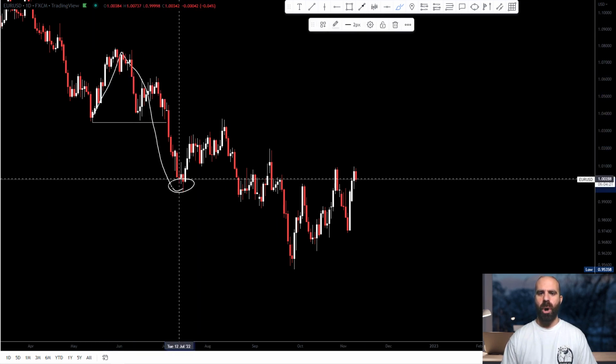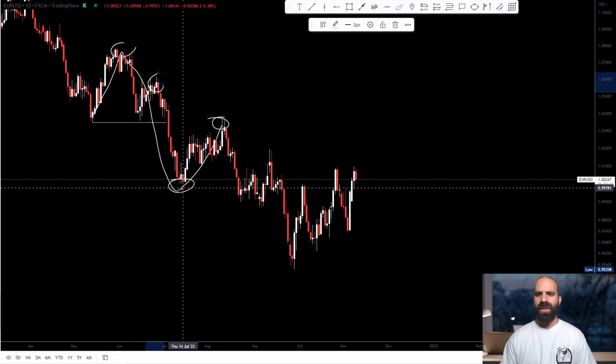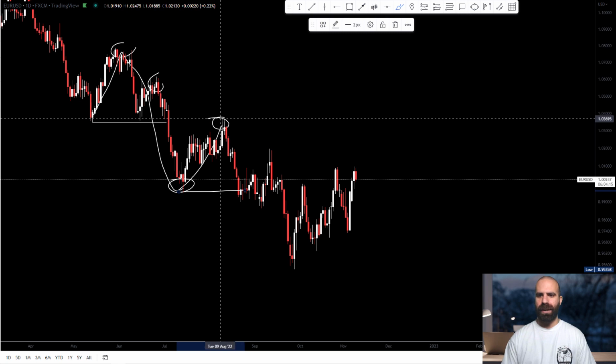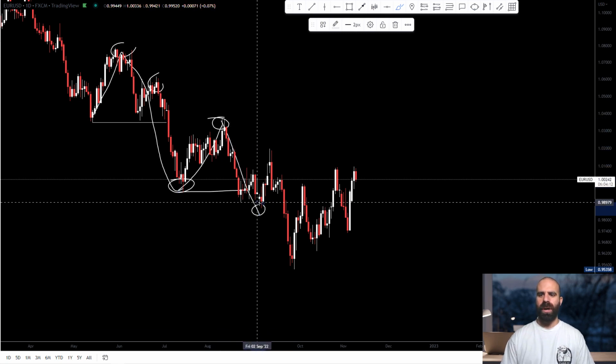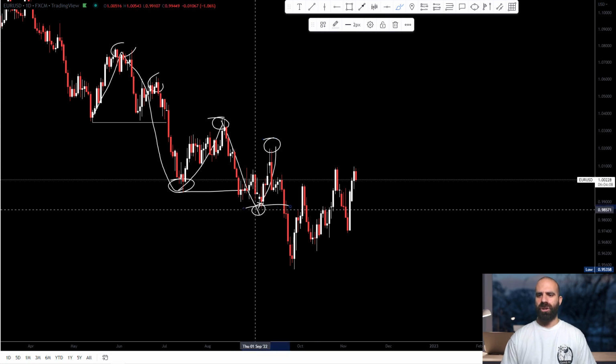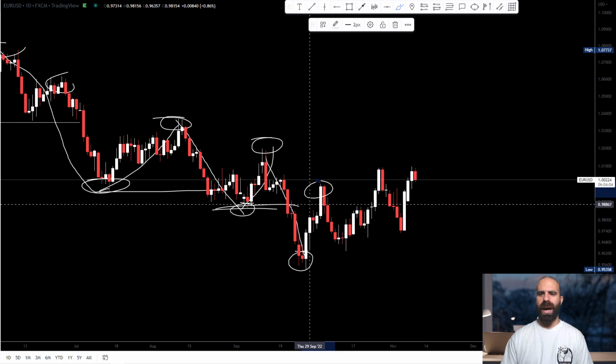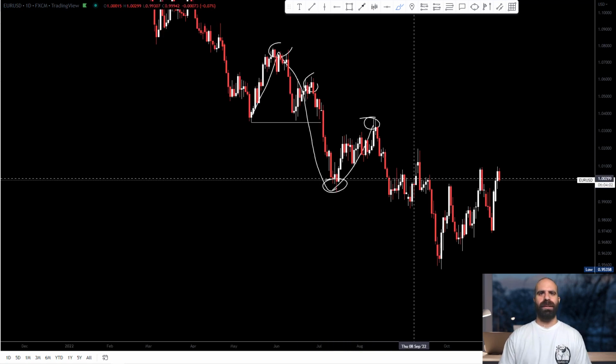This is a lower low, this is a lower high compared to this one and this one, and then we are breaking structure again, and we are making lower lows and lower highs. Then we are breaking structure again, and we are again making a lower low and a lower high. We are on a clear downtrend.